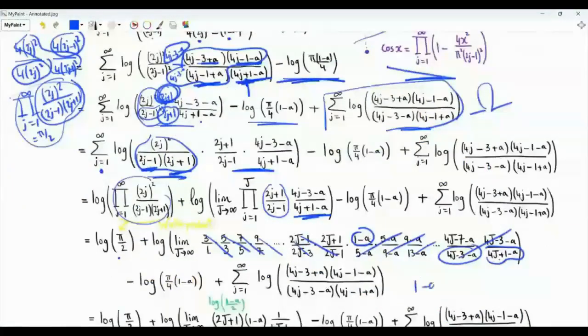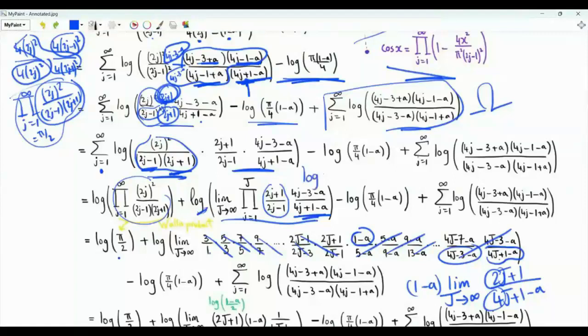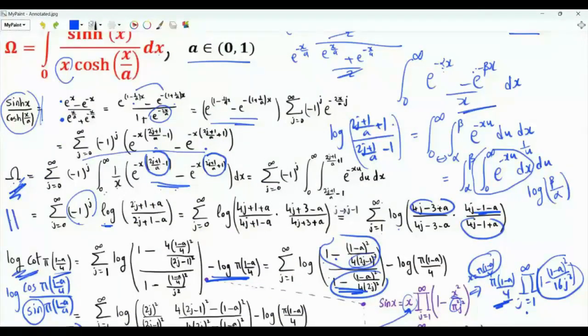If we take the limit, we have 1 minus a, limit J tends to infinity, 2J plus 1 over 4J plus 1 minus a. The limit is 2 over 4, which is 1/2. The argument of this logarithm is 1 minus a divided by 2. If we combine this with that, we get log of pi over 2 times 1 minus a over 2. That's pi over 4 times 1 minus a. These two terms cancel. So omega is exactly the natural logarithm of the cotangent of pi times 1 minus a over 4.